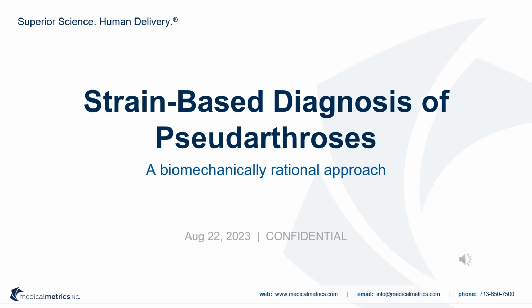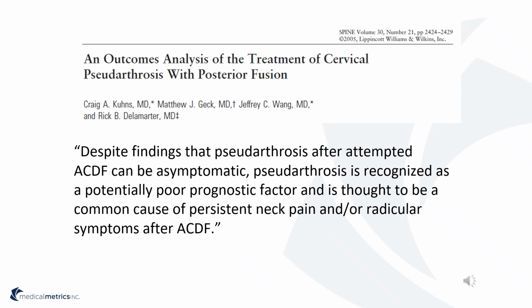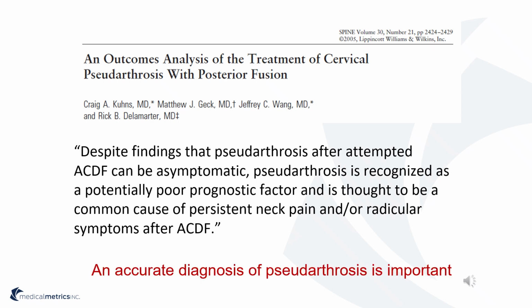This presentation describes a biomechanically rational approach to diagnosing pseudarthrosis. There are many publications that address the clinical importance of diagnosing pseudarthrosis, including this paper by Coons et al., which concluded, despite findings that pseudarthrosis after attempted ACDF can be asymptomatic, pseudarthrosis is recognized as a potentially poor prognostic factor and is thought to be a common cause of persistent neck pain and/or radicular symptoms after ACDF. Accurate diagnosis of pseudarthrosis is important.